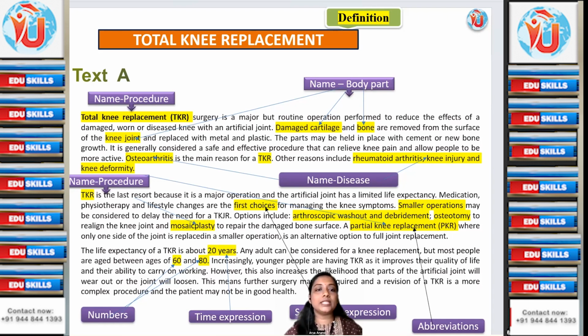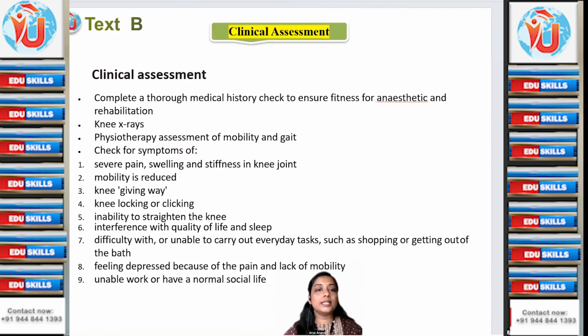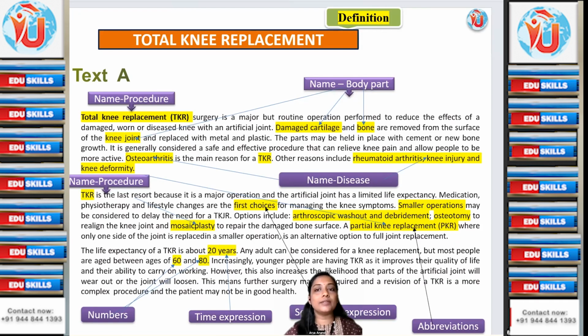So we finished skimming the reading part, text A. Then we are moving to text B. So this is the heading here. In text A, there is no heading. I have given the heading as definition. So move to text B.